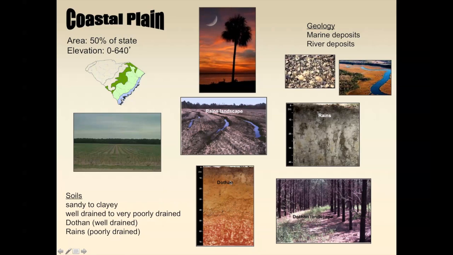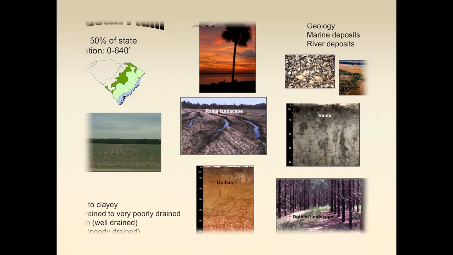And something like the Dothan, you can see this reddish color suggests that it's aerated. There's air in the soil profile, whereas this Rains soil suggests that it's a waterlogged profile. And in the soil formation processes, we'll see how that works out. But yeah, so the Rains is going to be a poorly drained soil. You're going to find that in the lower places. The Dothan is going to be a well-drained soil you'll find in some of the higher elevations. So that's the coastal plain.